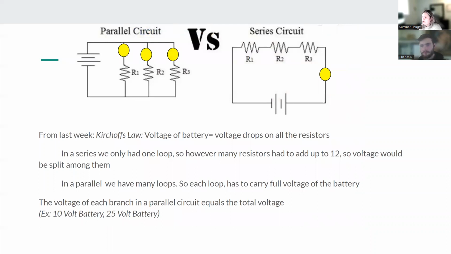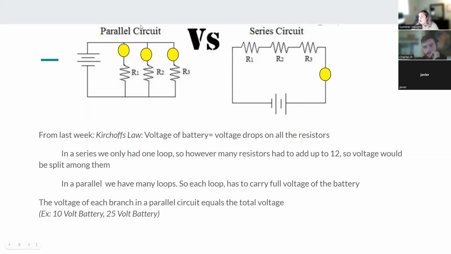Okay, so last week we talked a lot about series circuits, which is shown here, where you have a single pathway for your electrons to go. If there's a break somewhere along the series circuit, that means the load isn't going to work. And last week we talked a lot about how to calculate total resistance for series circuits. So it's just taking the sum of all of those resistors.